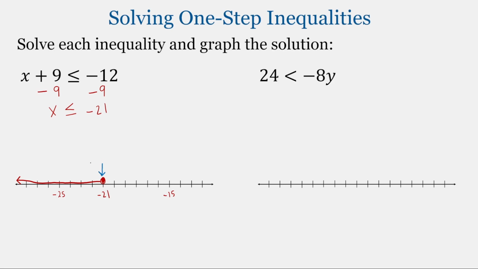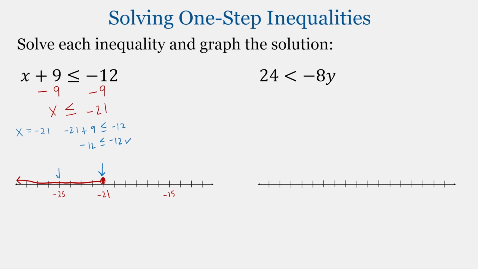Checking a few points, we will check where the left and right side of the inequality are equal. So at x equal to negative 21, we have negative 21 plus 9 less than or equal to negative 12. This is negative 12 less than or equal to negative 12. In this case, that's a true statement.